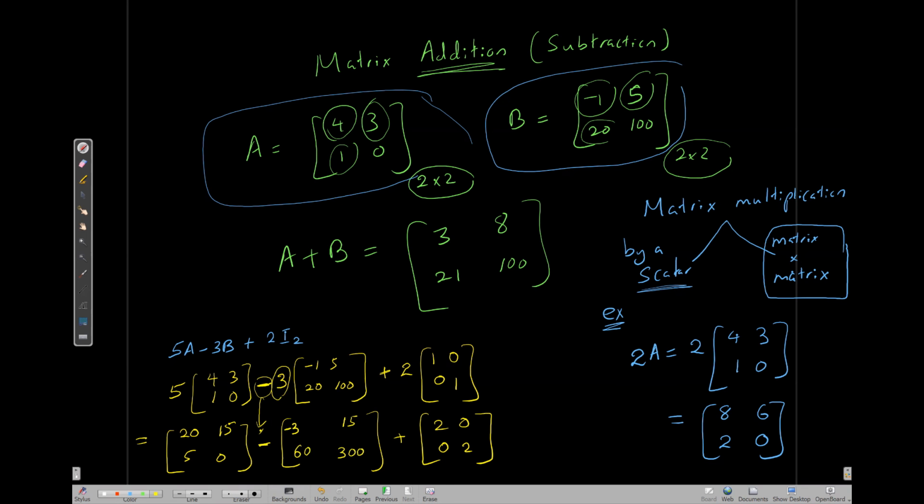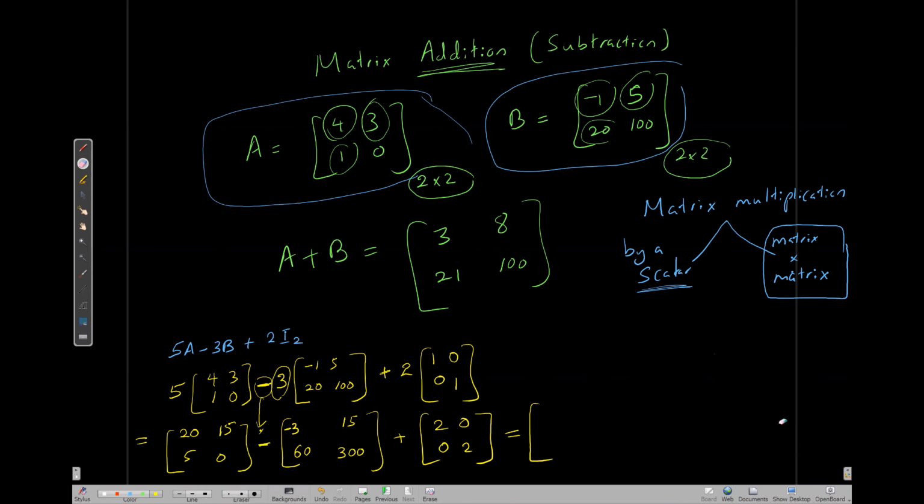Now let's do the addition. Let me do it here, now I have enough space. The first entry is going to be 20 plus 20, okay, 20. Second one, minus 3, so minus 3, and last one plus 2. But in the second one you have to be careful: this 3 is coming with a minus, so minus 3.